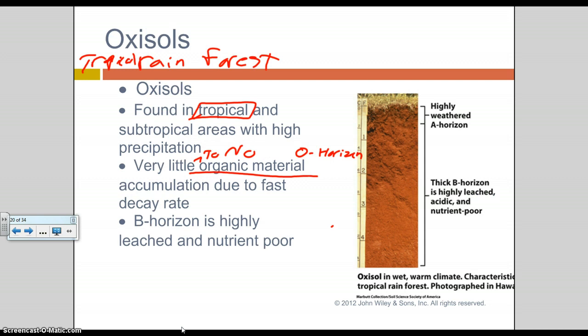And that is it for our 5 soil types and the biomes in which they are found.